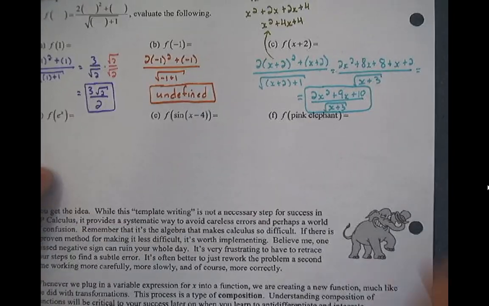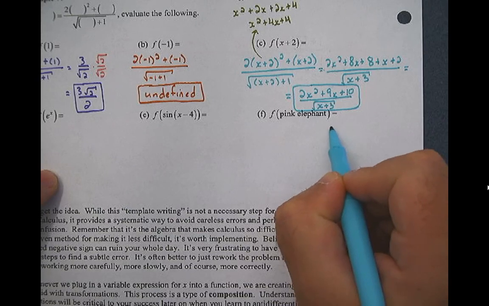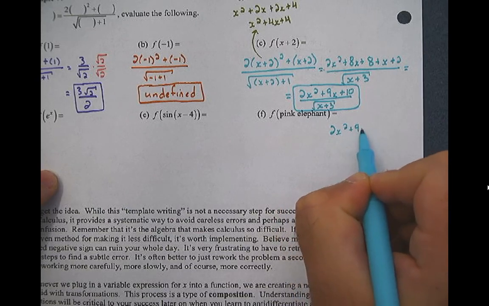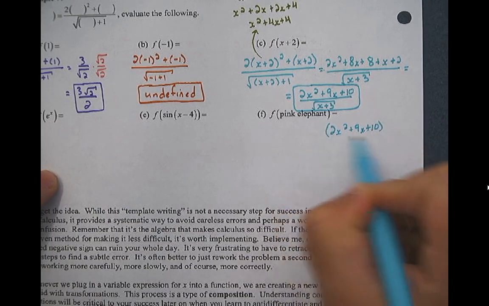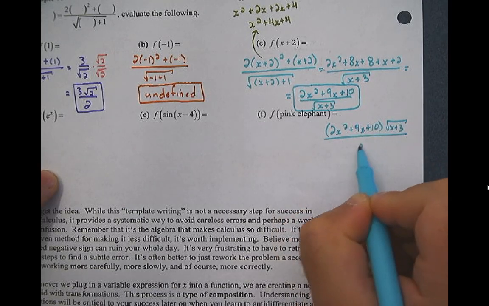I mean, we could. It would look like this. It would be 2x squared plus 9x plus 10 times the root of x plus 3 over x plus 3.